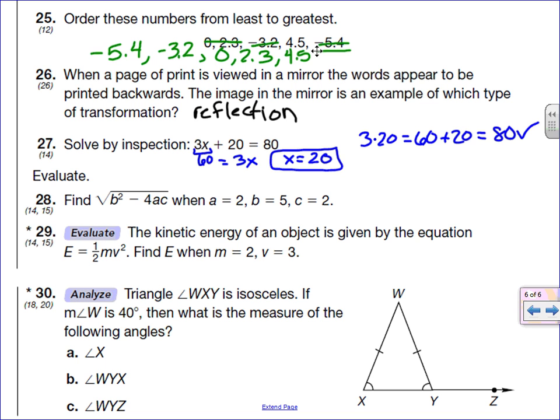Find the square root of b squared minus 4ac when a is 2, b is 5, and c is 2. So I do the stuff under the square root first because it's like there's parentheses around it. And I do the squared first. So the 5 squared is 25. And then I have to do the multiplication next. 4 times 2 is 8 times 2 is 16. Then I do the subtraction next, because it's as if there's parentheses around it. 25 minus 16 is 9, and the square root of 9 is 3.